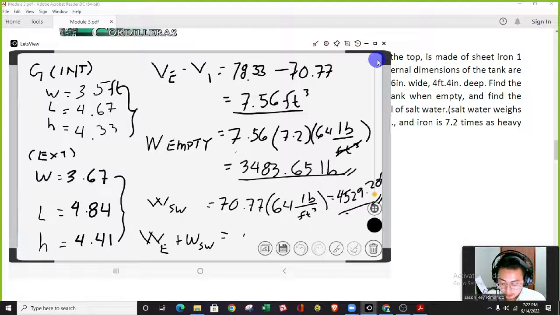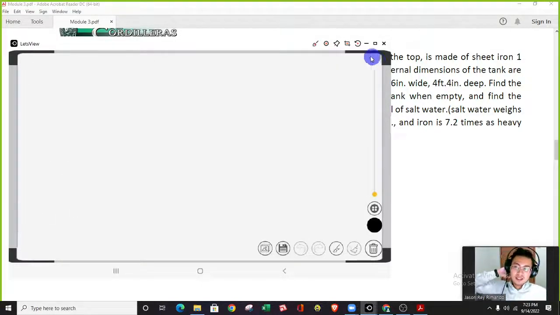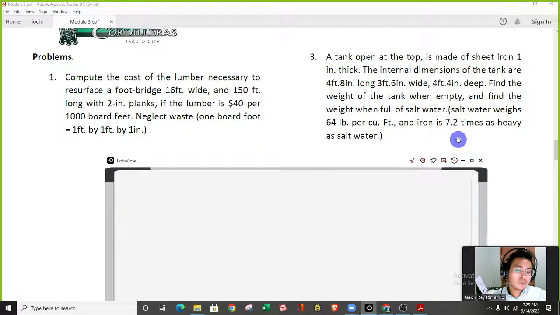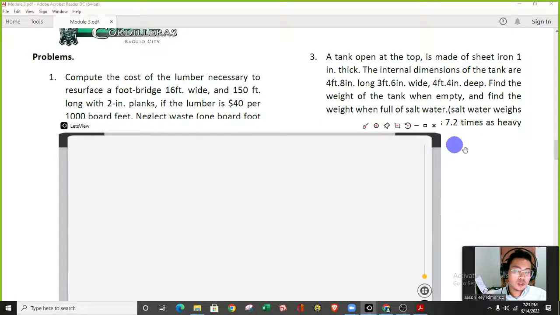Sir, 8012.93. 0.93 pounds. Okay. So, that is your answer. So, madaming process kapag ganyan. Okay. Kailangan mo lang intindihin yung figure. Okay. Once na nakuha mo na yung figure, okay, pwede mo nang isolve yung volume. Okay? Madali na siyang intindihin sa volume.